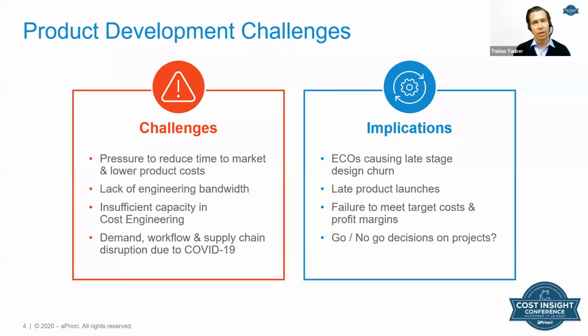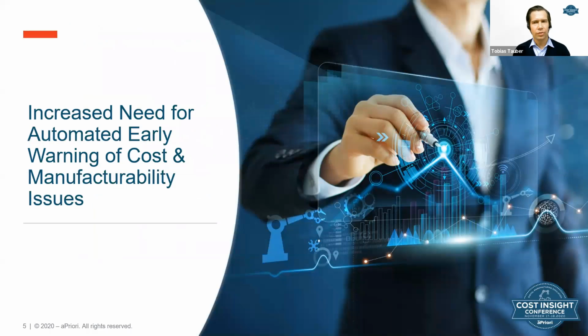Time and capacity are tied up by late-stage ECOs causing churn. Product launch dates are at risk and sometimes late, and products don't release at target cost or don't hit their margin. They might miss their projected margin goals. This impacts the business, increases the need to provide engineering teams with visibility and automated early warnings of cost and manufacturability issues as they continue to develop new products.